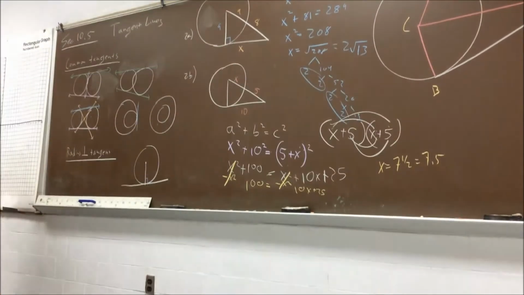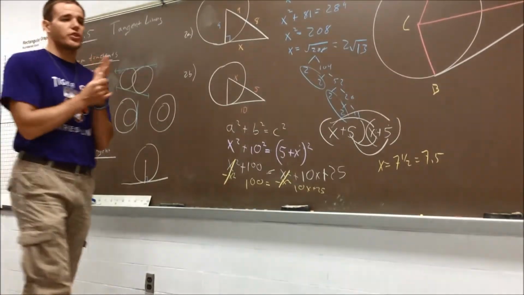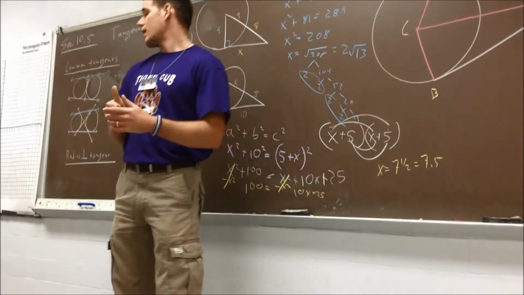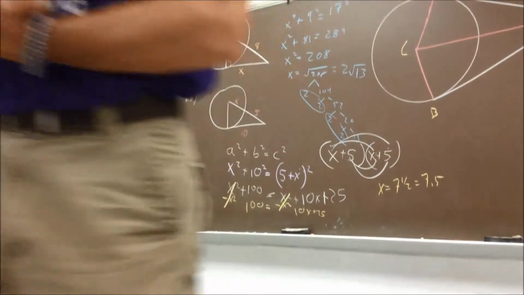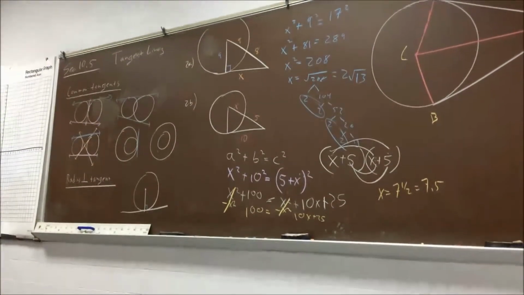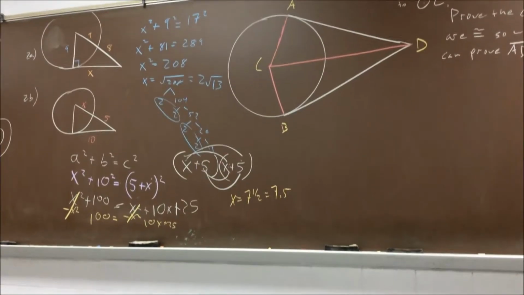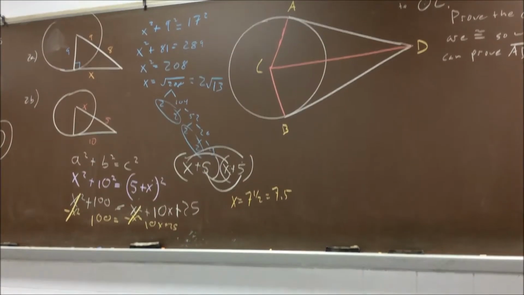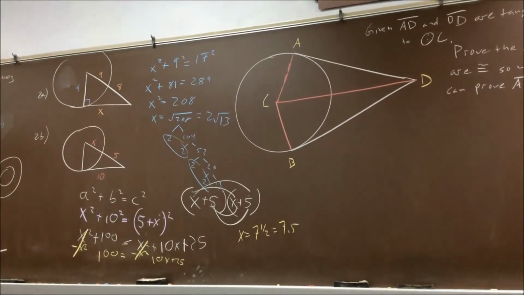All right, last thing we're going to have up here: if two tangent lines hit the same circle, they're the same length. Now you may not believe me, but allow me to prove it to you.